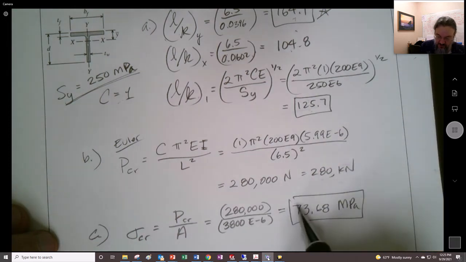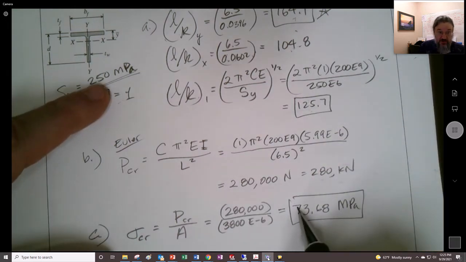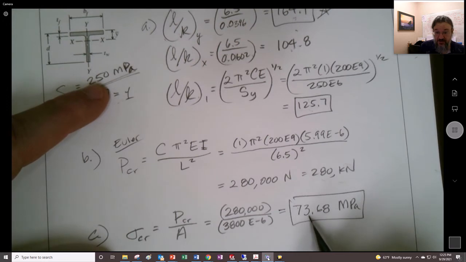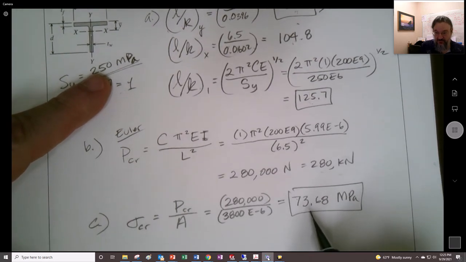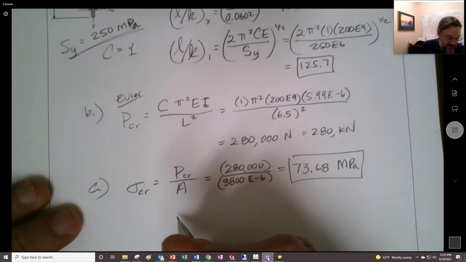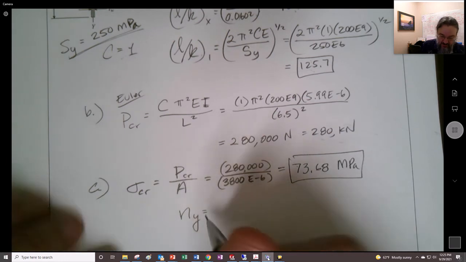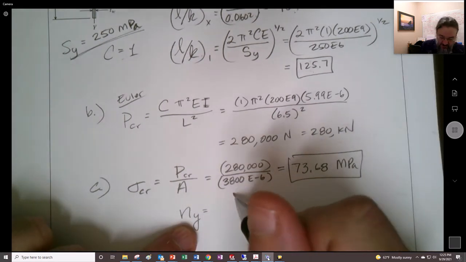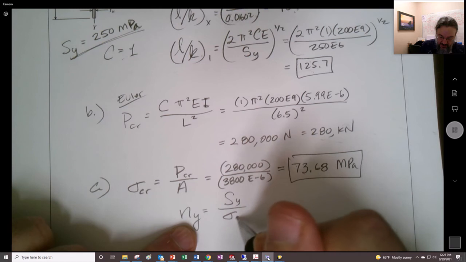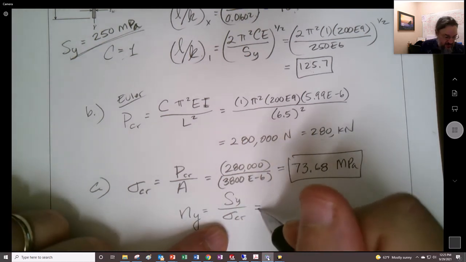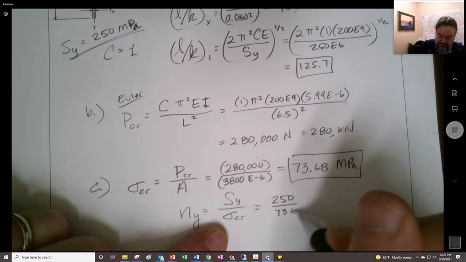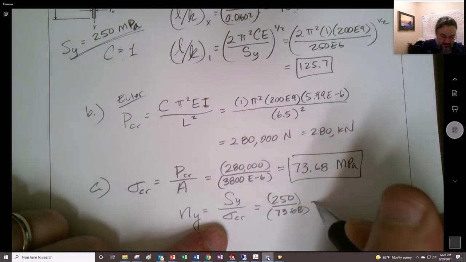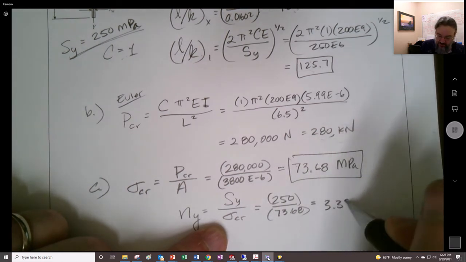So that's interesting right there, compared to 250 being the yield strength, but here's the stress that's experienced in the beam at failure. We could even say, if we want to have a safety factor, which we'll discuss soon, it's just going to be the strength over the stress. So 250 divided by 73.68 is going to be 3.39, right?